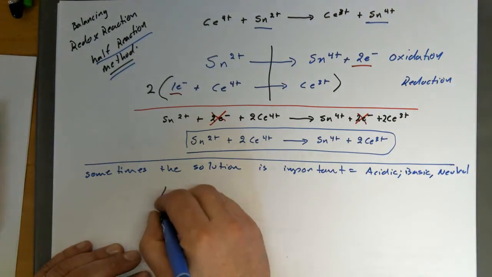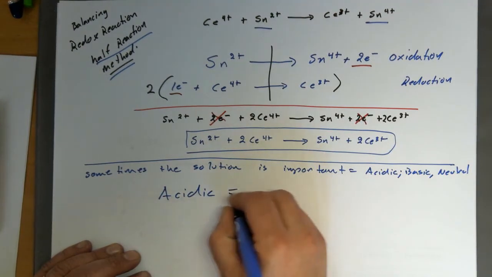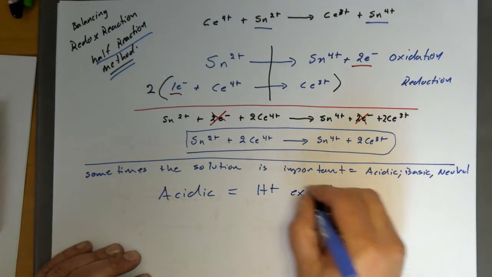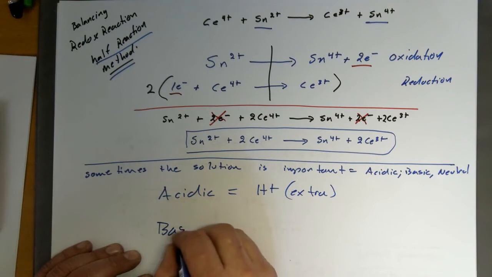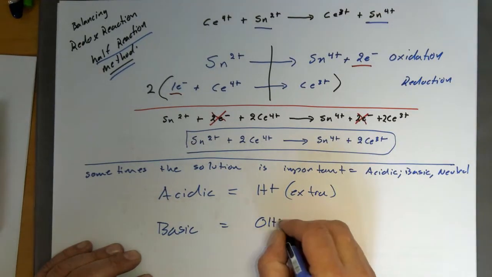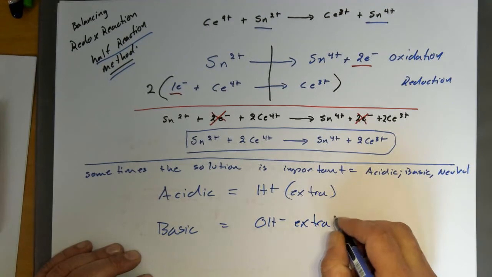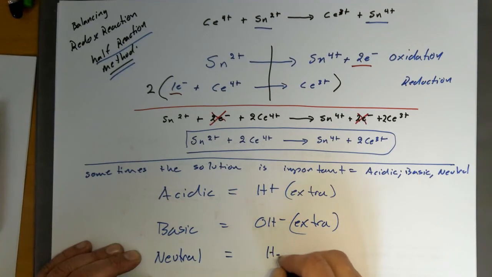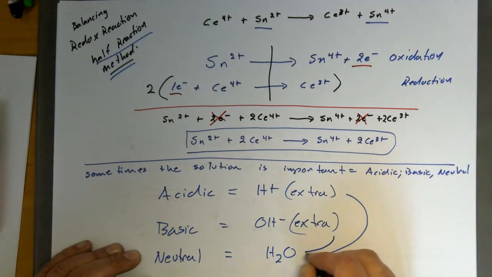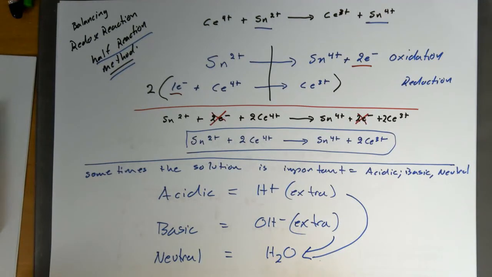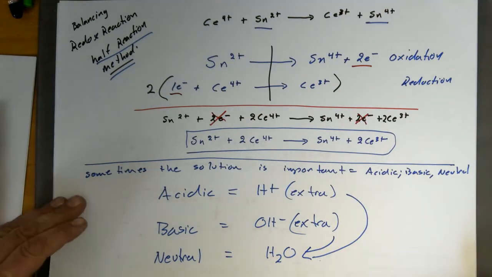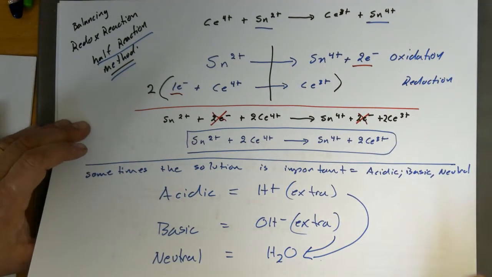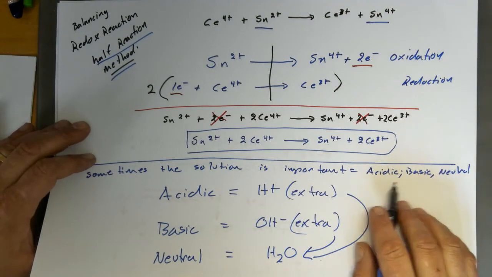And if it's acidic, that means that there are extra H plus. And if it's basic, that means that there are extra OH minus. And if it's neutral, it means that there's H2O. But in fact, all of them have H2O. So let's look at a chemical reaction where we have to take into account whether the reaction is acidic, basic, or neutral.